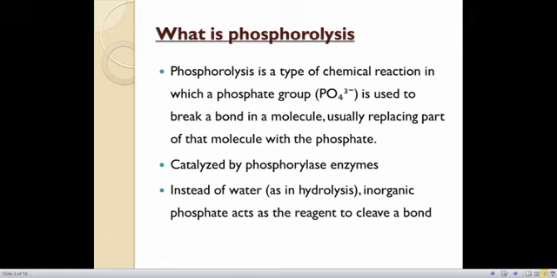And phosphorylasis is totally different from hydrolysis because in hydrolysis we use water to break a bond, while in phosphorylasis phosphate group is used to cleave a bond in a molecule. Means in hydrolysis water acts as reagent, while in phosphorylasis phosphate acts as reagent. That is the difference between phosphorylasis and hydrolysis.